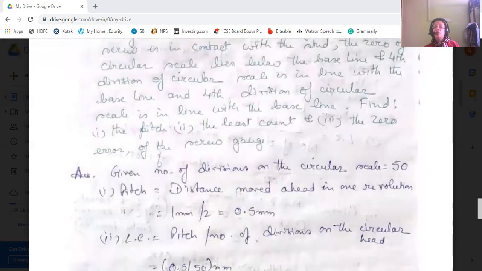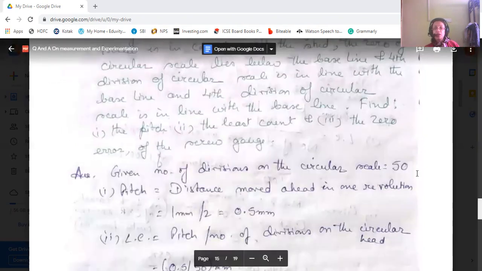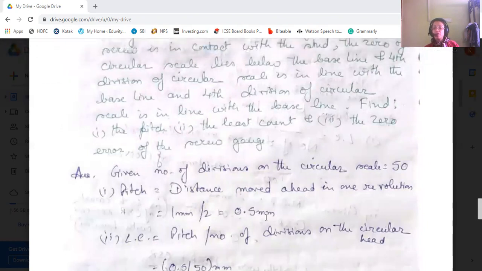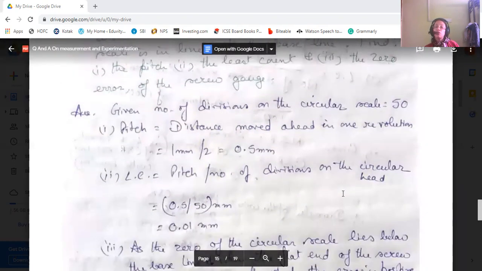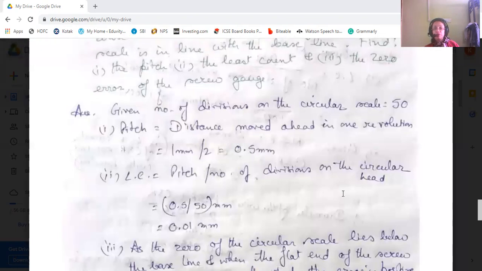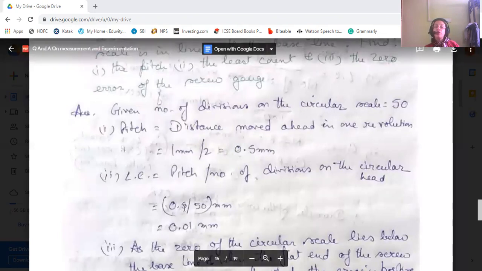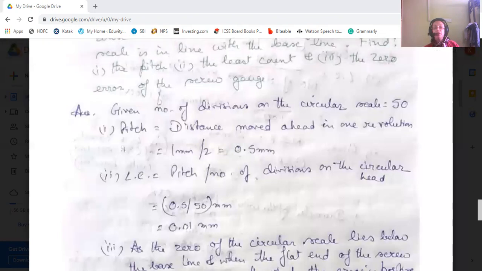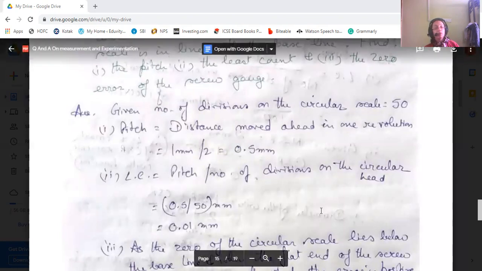So first, the number of circular scale divisions is 50. So pitch, the distance moved ahead in one revolution, will be 1 millimeter by 2, that is 0.5 millimeter. Least count will be pitch divided by the number of divisions of the circular scale. That will be 0.5 by 50, which gives us 0.01 millimeters.